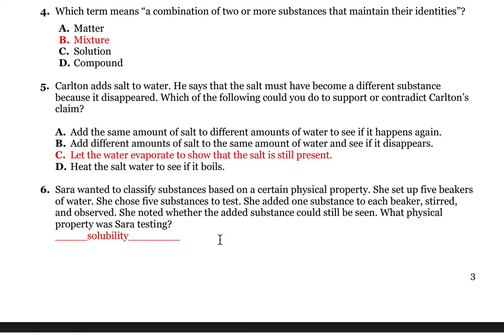Number 6, Sarah wanted to classify substances based on a certain physical property. She set up 5 beakers of water. She chose 5 substances to test. She added 1 substance to each beaker, stirred, and observed. She noted whether the added substance could still be seen. What physical property was Sarah testing? That is solubility.